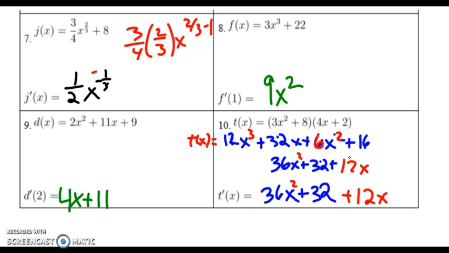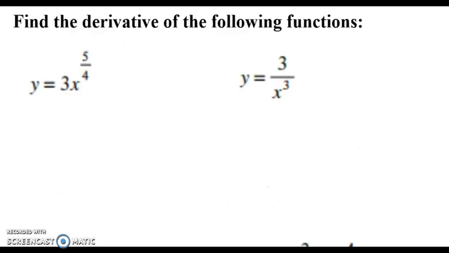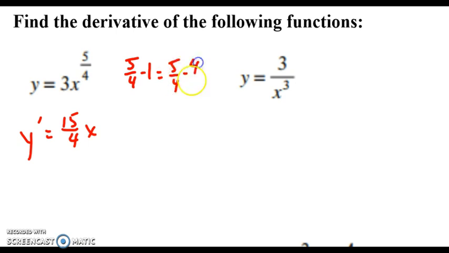Alright, so let's do a few other examples that aren't on the sheet. Okay, we're going to find some derivatives of the following functions. Alright, so in this case here, again, exponent times 3, so 5/4 times 3 is going to give me 15 over 4, and then I need to decrease this by 1. So again, I'm really taking 5/4, subtracting 4 over 4, so that would give me an exponent of 1/4. My derivative there.